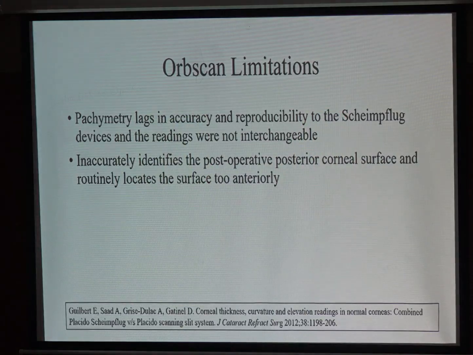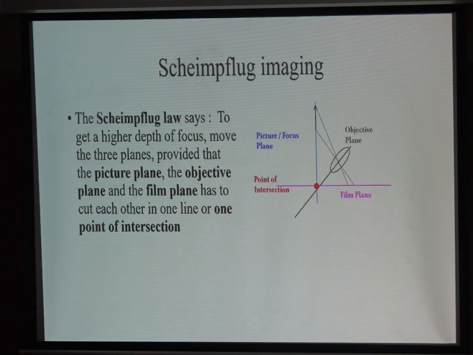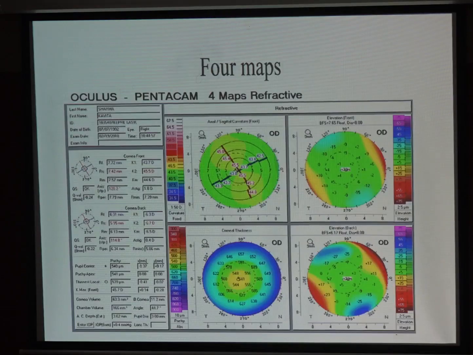But what were the limitations of the OBSCAN? The pachymetry lags in accuracy and reproducibility compared to the Scheimpflug devices and the readings were not interchangeable, and it inaccurately identifies the post-operative posterior corneal surface and routinely locates the surface too anteriorly. So that is why now we have shifted to Scheimpflug imaging. It is based on the Scheimpflug law, which states that to get a higher depth of focus, we move the three planes, which are the picture plane, the objective plane and the film plane, so that they cut at one point of intersection.